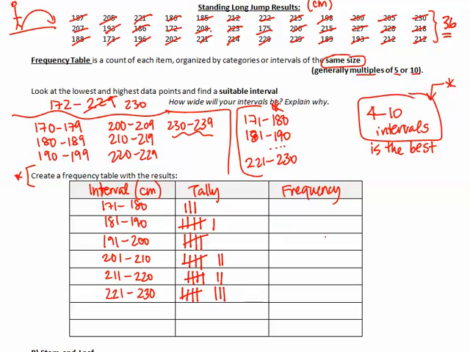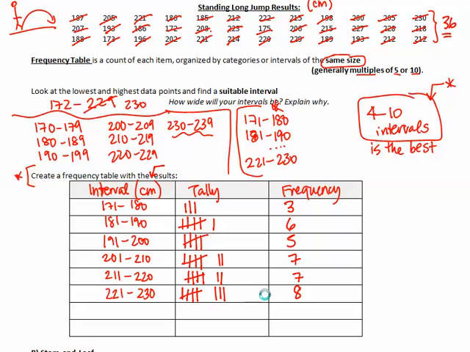Great, now that I've found the tallies of all of them, I can convert these to frequencies. A true frequency table has numbers or counts. So now I have my intervals and my frequencies. These are the ones that are really important. Make sure that your units are in your title as well.